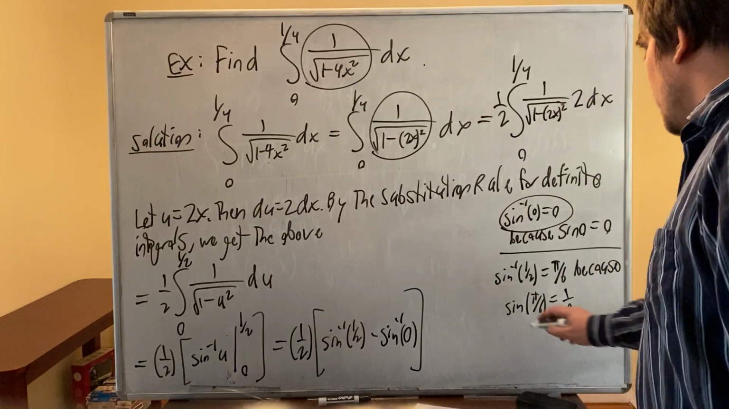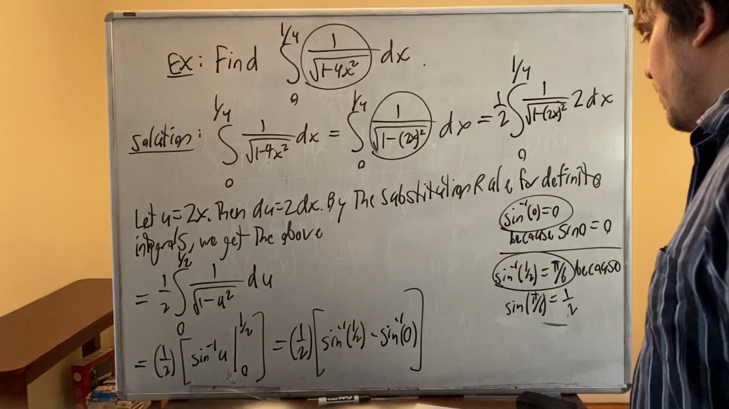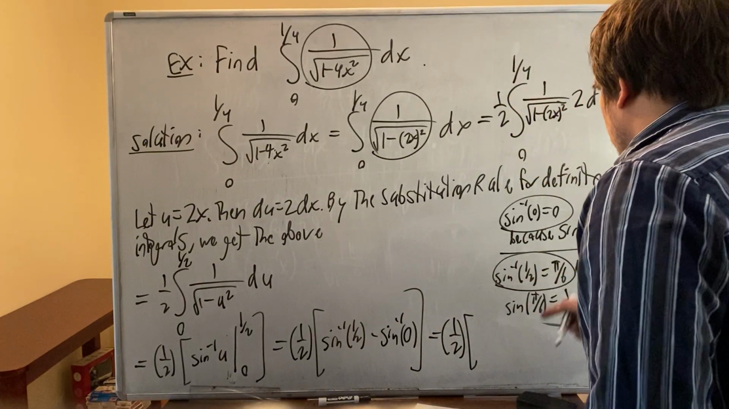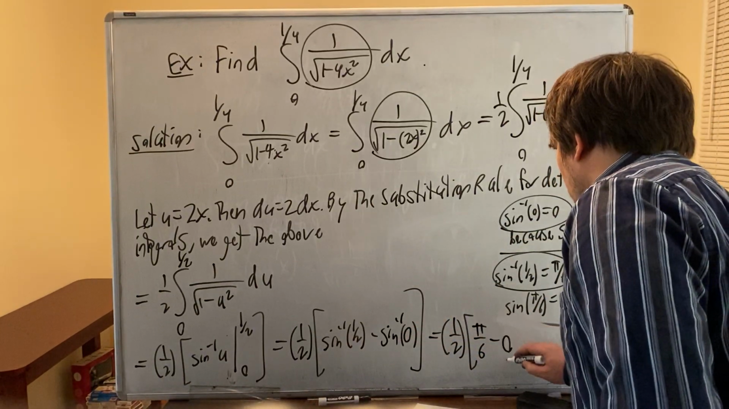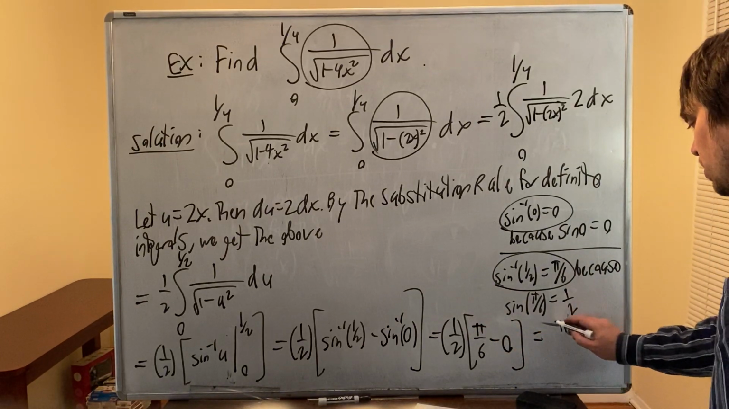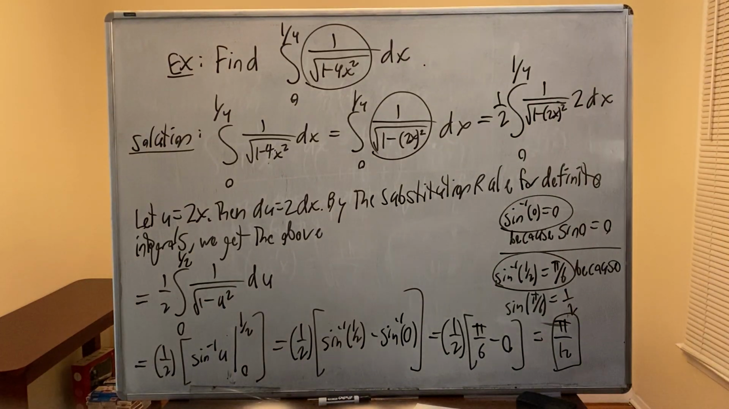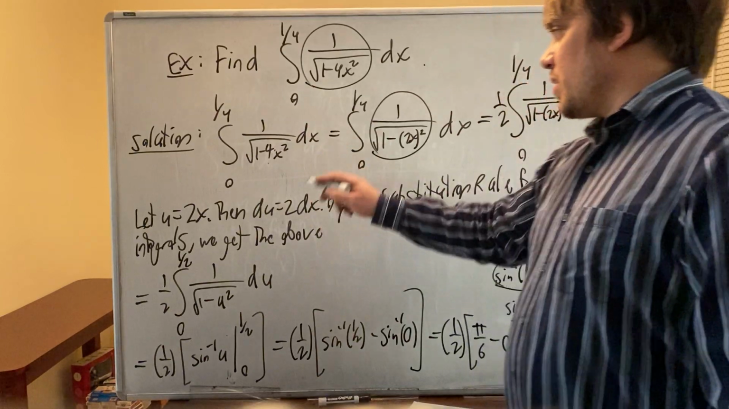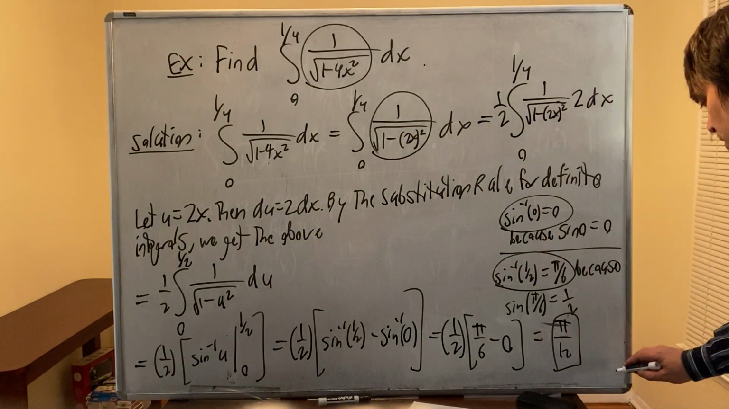So we have this equation, and now we have this one. Those are the values. So that's equal to 1/2 times sine inverse of 1/2, which is pi over 6, minus sine inverse of 0, which is 0. And so we have 1/2 times pi over 6 minus 0. That's 1/2 times pi over 6, that's pi over 12. That's the final answer. The final answer is pi over 12. And so the definite integral from 0 to 1/4 of 1 over the square root of 1 minus 4x squared dx is equal to pi over 12. And now we're done with this example.